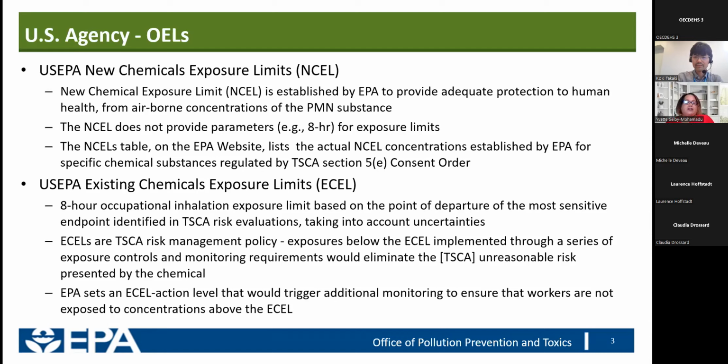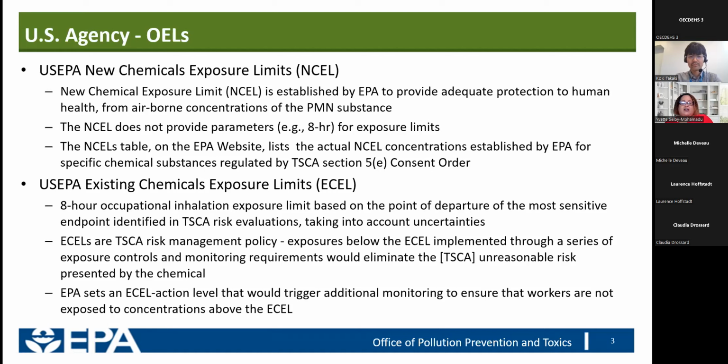As for another exposure limit that we use, it is our existing chemical exposure limit, the ECEL. It is an 8-hour occupational inhalation exposure limit based on the point of departure of the most sensitive endpoints identified in our risk evaluation. It takes into consideration the uncertainties within the risk evaluation. The ECEL represents the concentration at which an adult human would be unlikely to suffer adverse effects if exposed for a working lifetime, and it includes susceptible populations. EPA has stated in its memorandum for the first 10 ECELs that, as a matter of TSCA risk management policy, exposures below the ECELs would eliminate the TSCA unreasonable risk presented by that chemical. And that is presented in our risk evaluations and our risk determination sections.